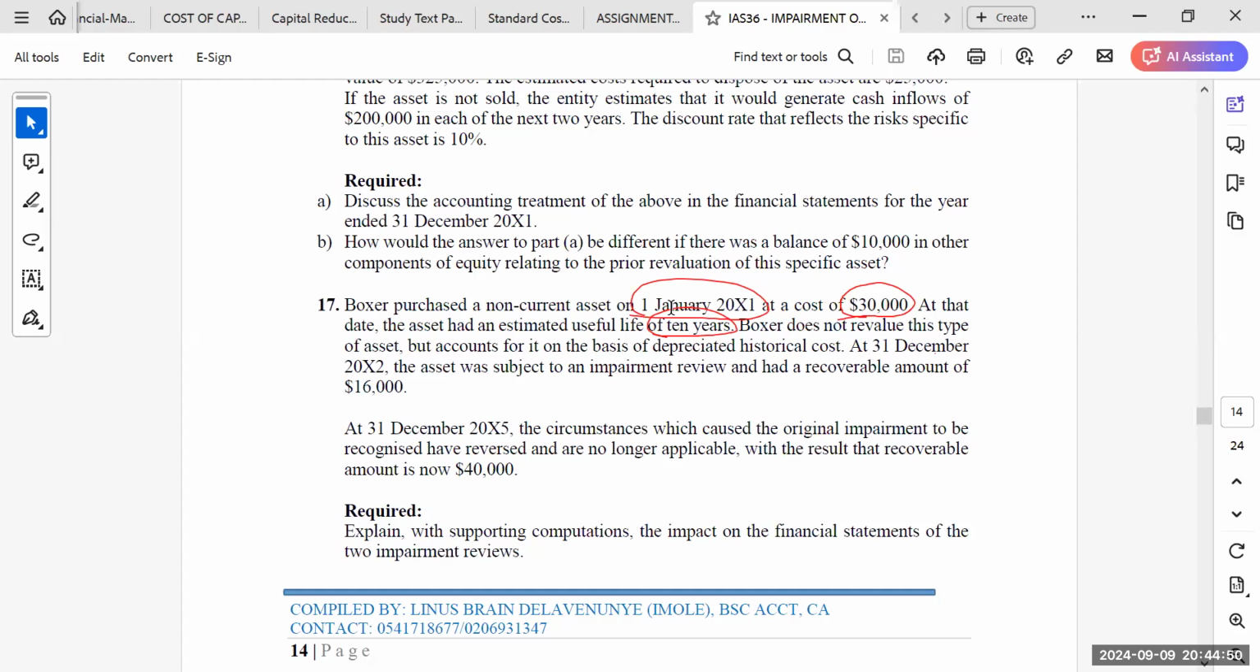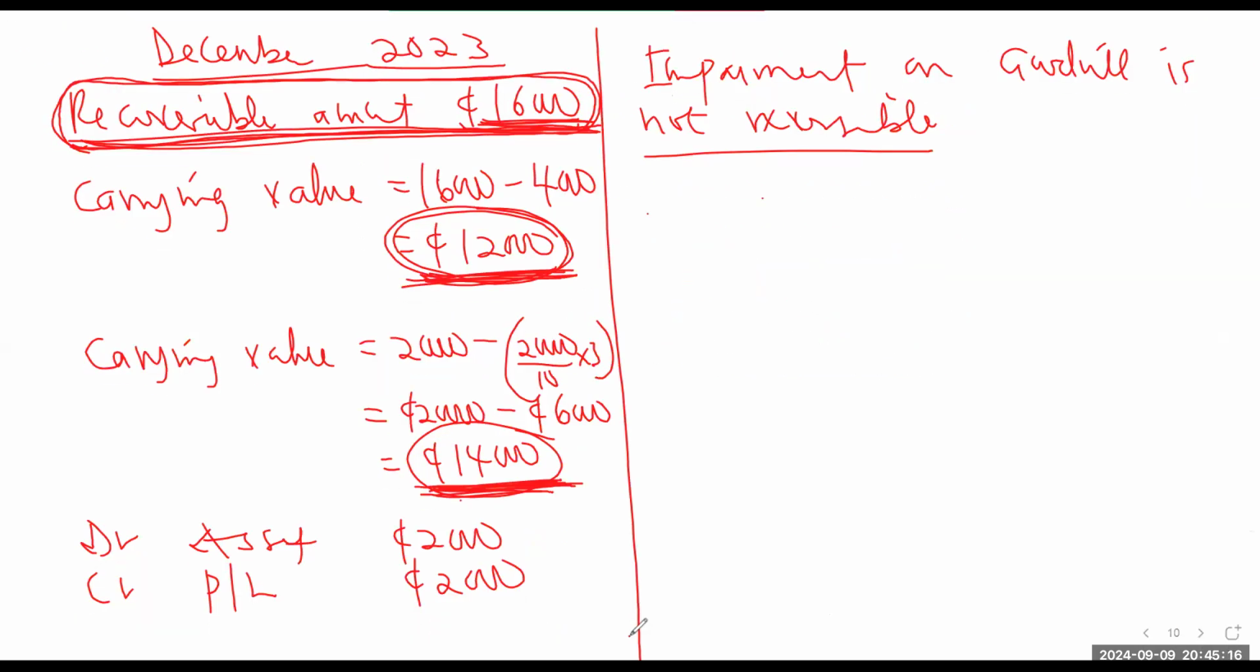At 31 December 20X2, the asset was subject to an impairment review and had a recoverable amount of $16,000. So we are carrying out the impairment test after how many years of purchase? 2 years. Yes. So we need to do the first accounting. How do we go about that? You have to come here and see question number 17, Boxer. So we come to December 20X2, which is the day that we are doing the impairment.